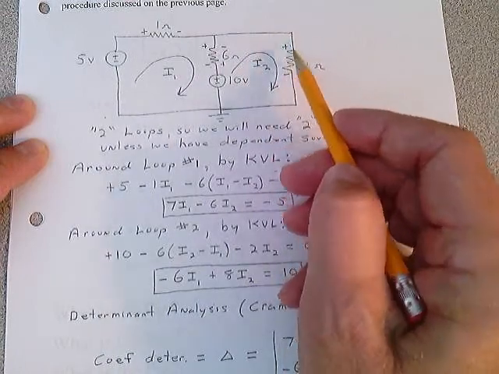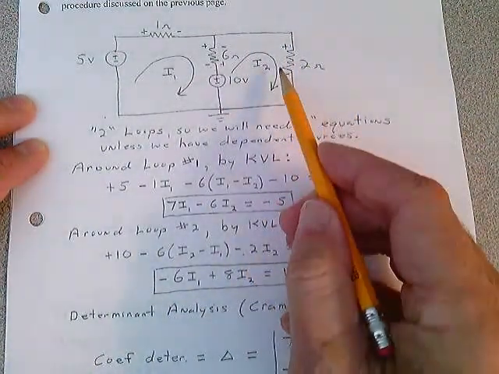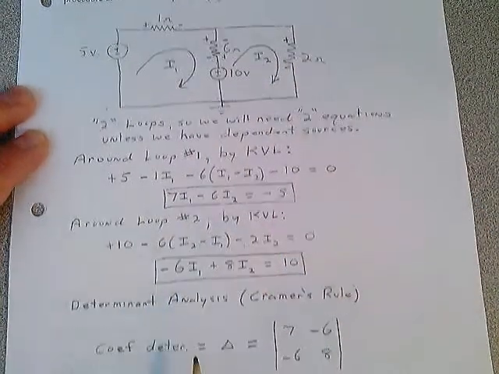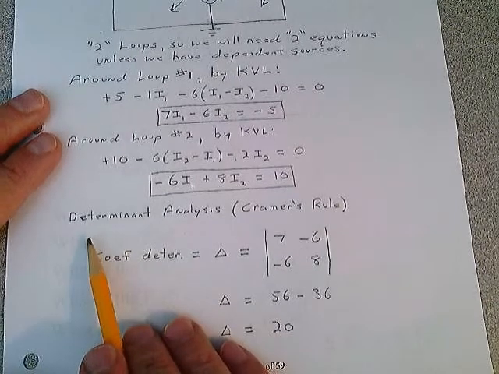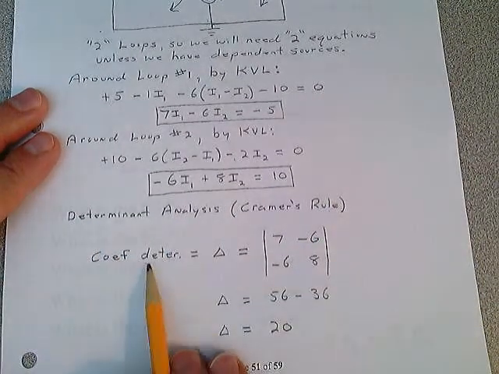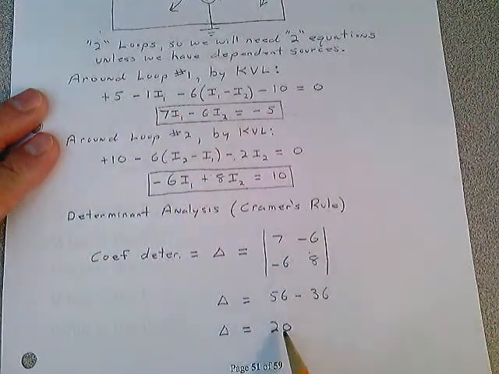Then you're over here. Minus 2, and then you stop and think. What current? The only current there is I2. Equals 0. You clean it up, you get your 2 system equations. What I've done here is use determinant analysis. We're using Cramer's rule, they call it, and I got a coefficient determinant. These coefficients form a coefficient determinant, and I solve it for 20.